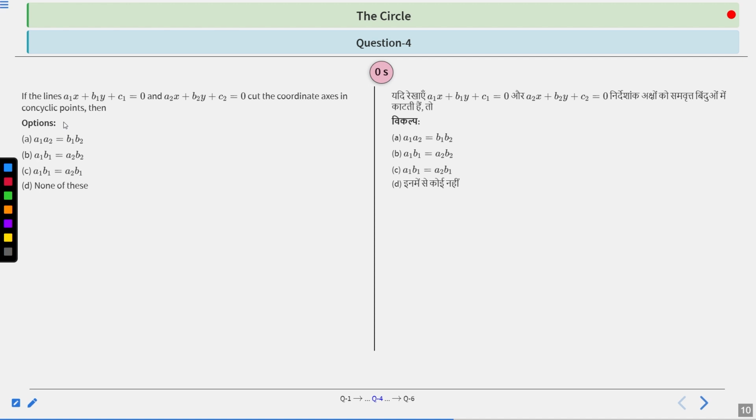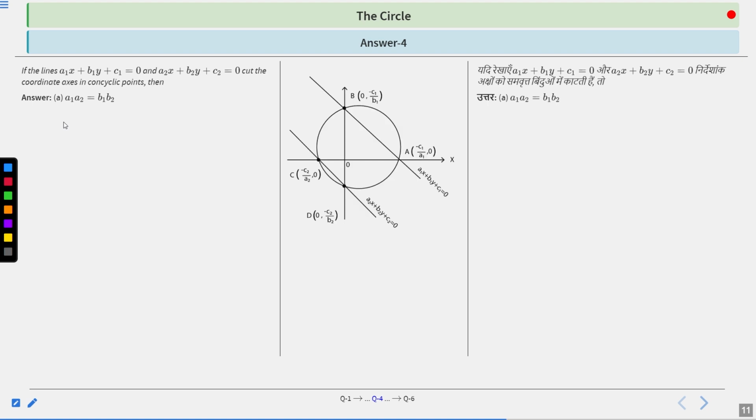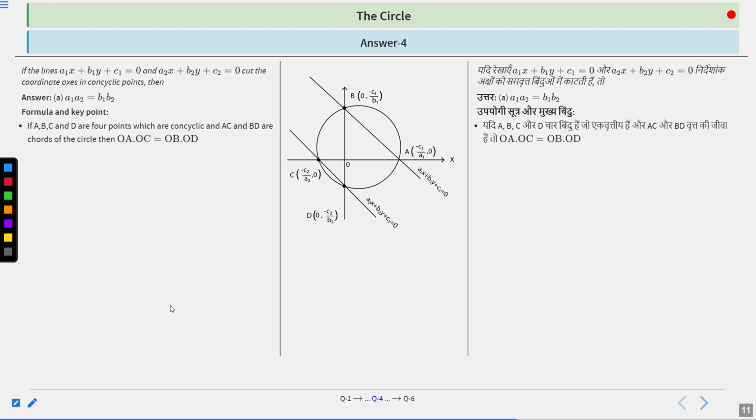Okay, let's move to the solution part. We have the given circle which is touching the coordinate axes at A, B and C, D respectively. The formula and key point we will use in this question is: if A, B, C, D are four points which are concyclic and AC and BD are chords of the circle, then OA into OC is equal to OB into OD. Got it? So let's move to the solution.